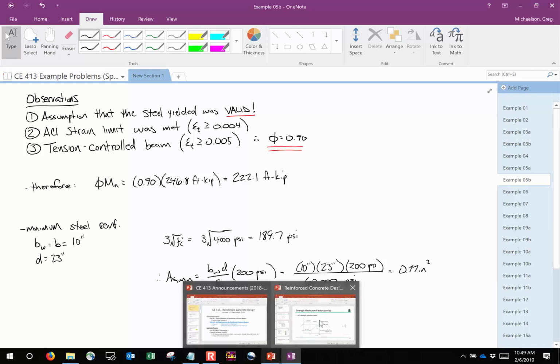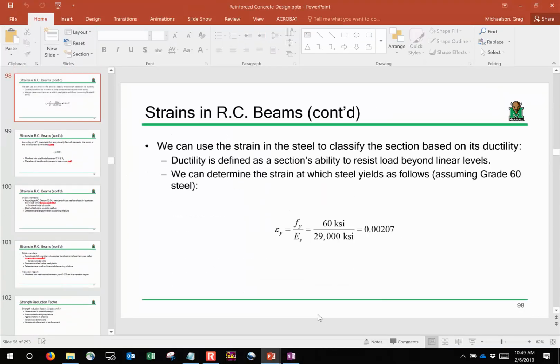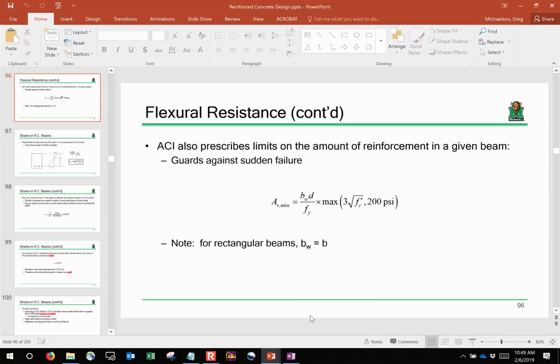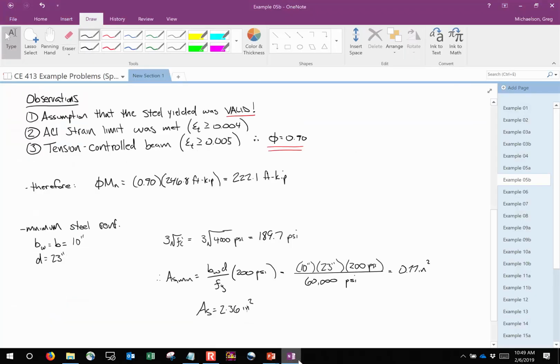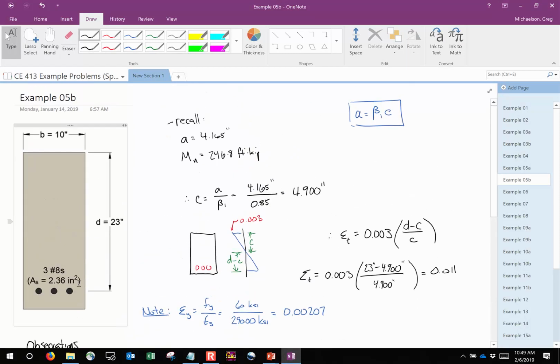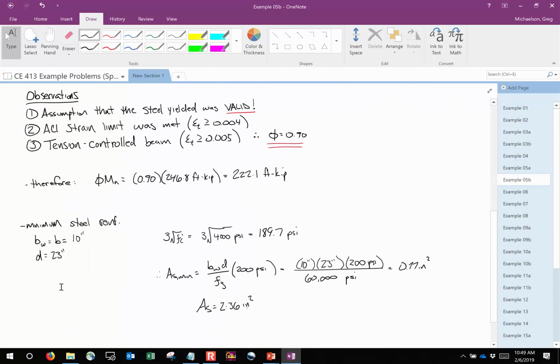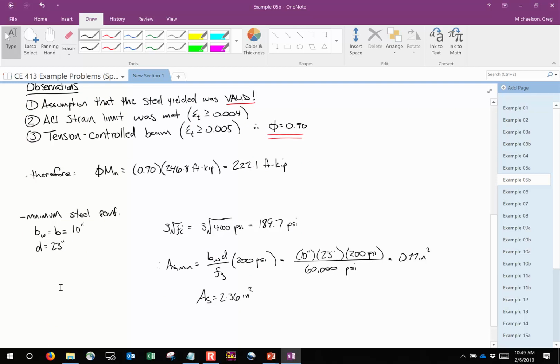Yes, going back to the formula. Yeah, here's our formula that we're using. So it's the maximum of whatever this is and 200. And how did I get the actual steel? That comes from just the beam. It's 3 number 8s. So 3 number 8s has an area of steel of 2.36 square inches. So did we meet this limit? Yeah, we did. So therefore, min steel limit met.